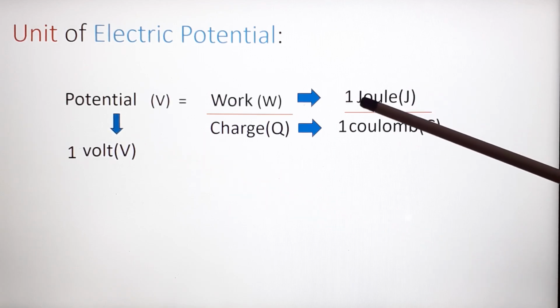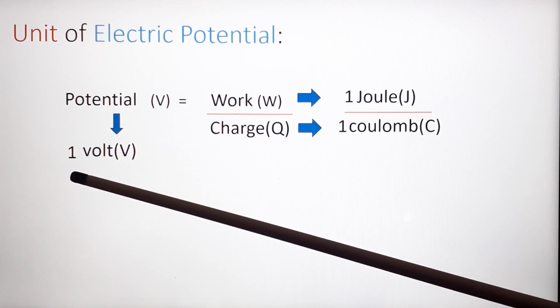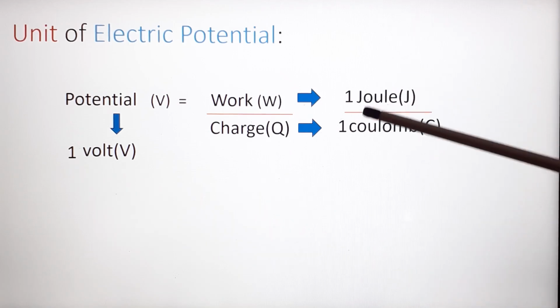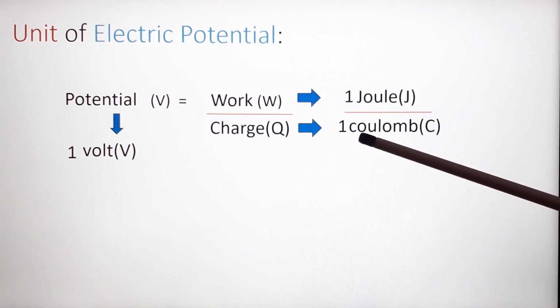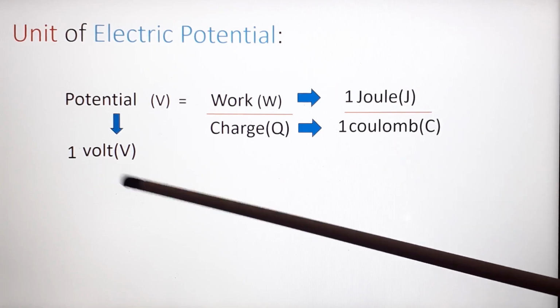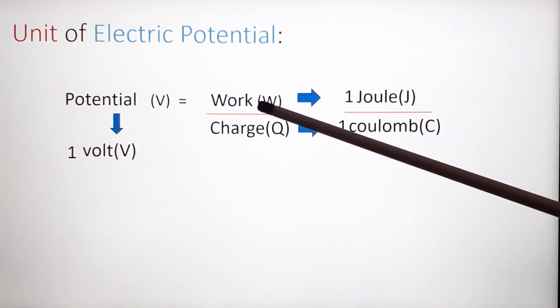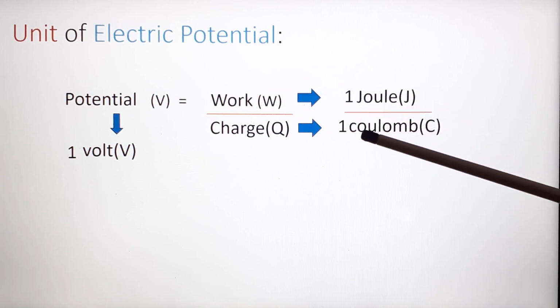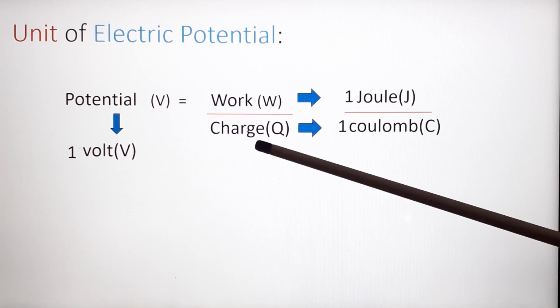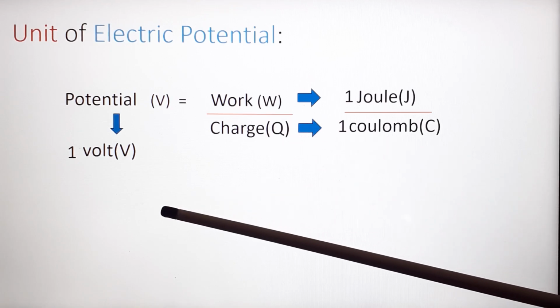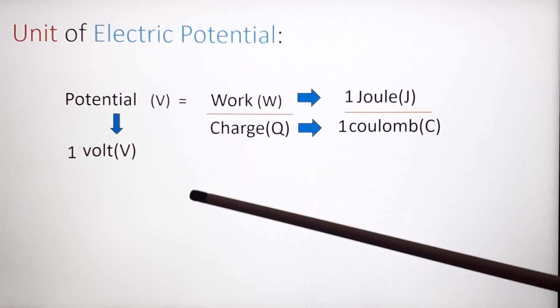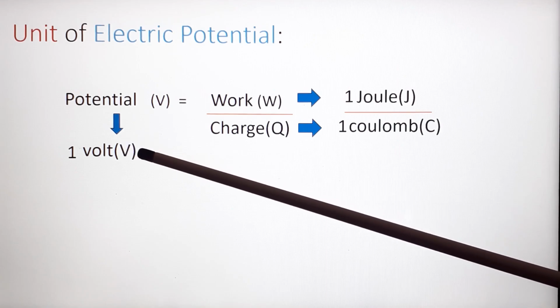Now looking at this, it is very clear. 1 volt is equal to 1 joule per 1 coulomb. And we can even define 1 volt looking at this. See how. When 1 joule of work is done in moving 1 coulomb of charge from infinity to a point, then potential at that point is said to be 1 volt.